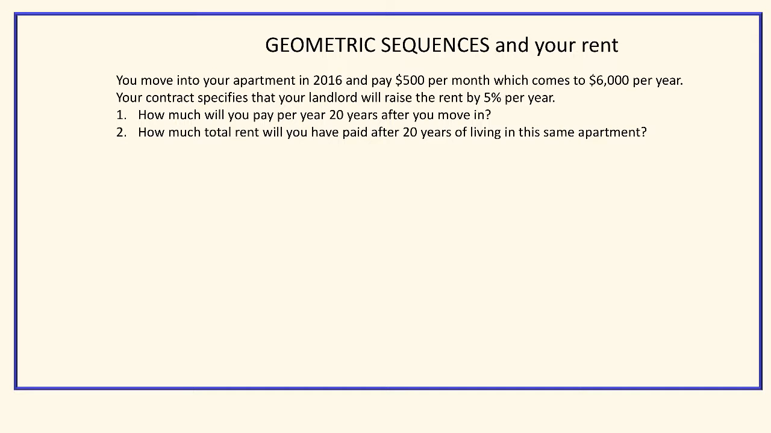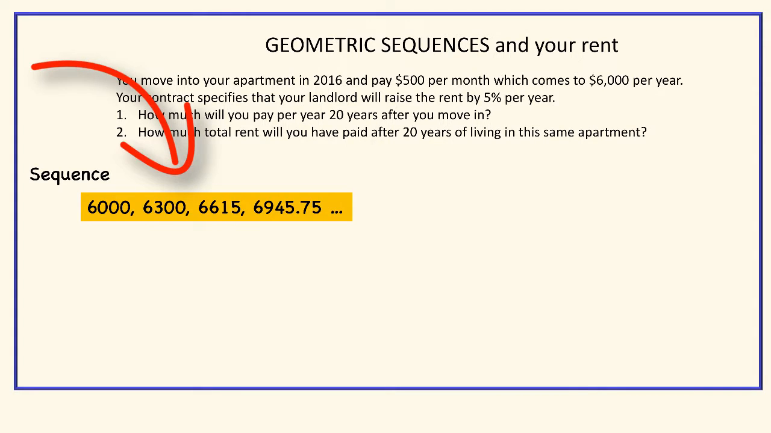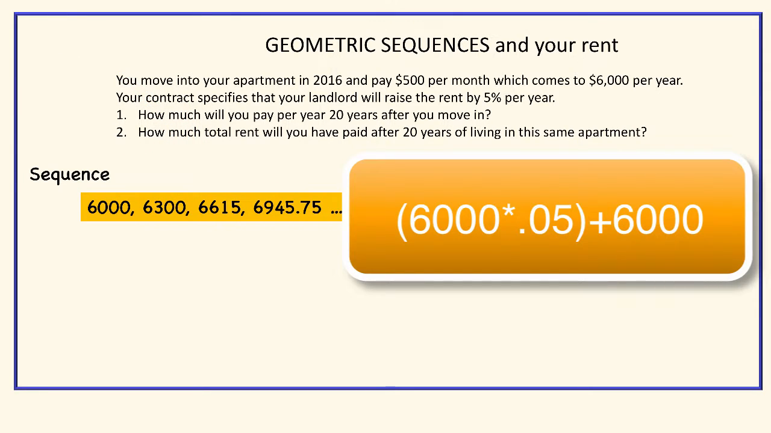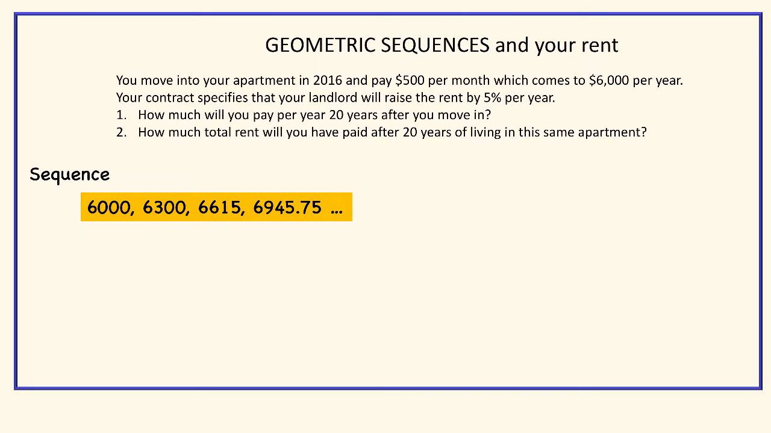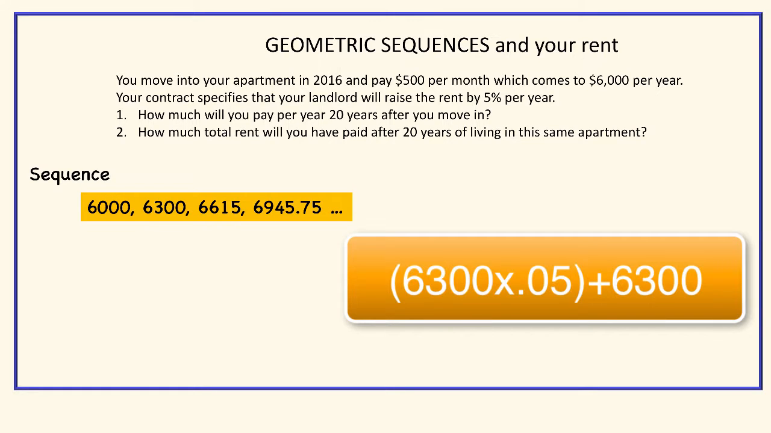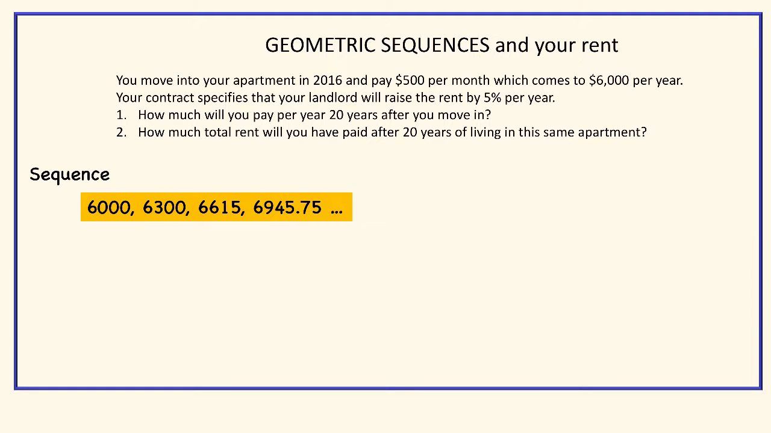Let's see how to use geometric sequences to solve this problem. First, let's compose a sequence. So we're starting at $6,000. Now, at the end of the first year, our landlord is going to raise this rent by 5%. So we're going to have to find 5% of $6,000 and then add that number to 6,000 in order to get the next number. Then our next number is $6,300. So in our second year, we're paying $6,300. To get to where we're going to be paying in the third year, we have to take $6,300, find 5% of that, add it to the $6,300, and we'll get $6,615, and so on.